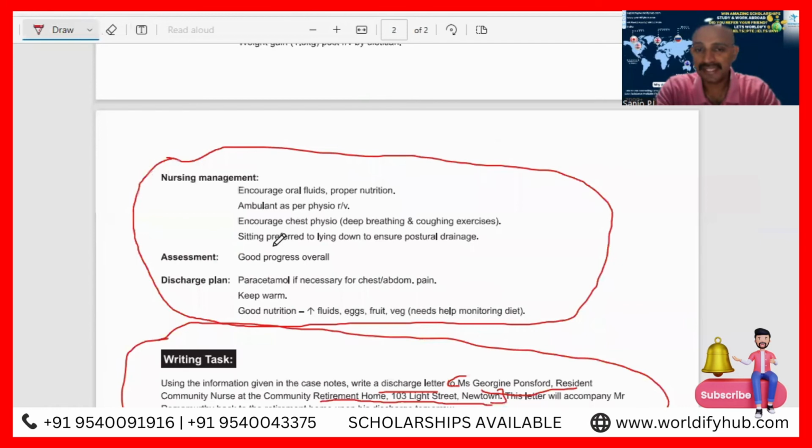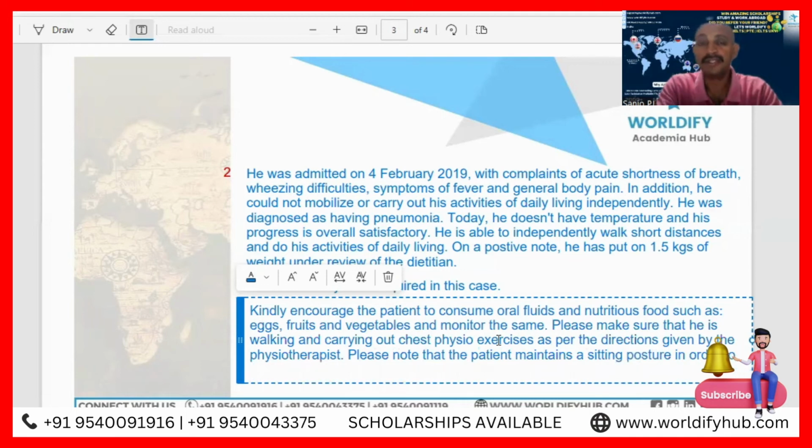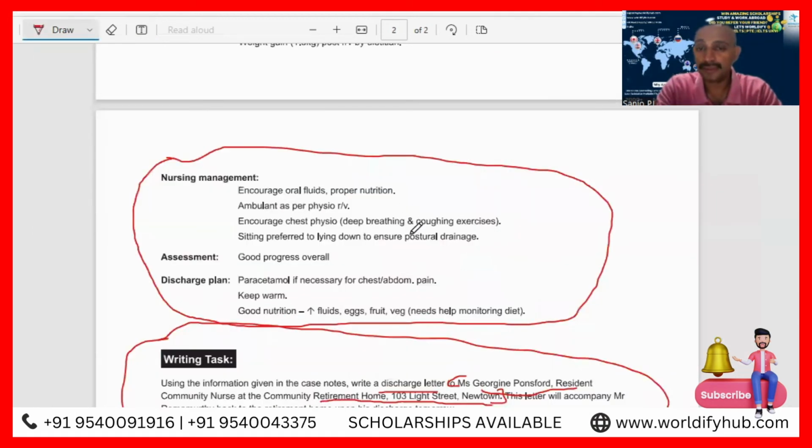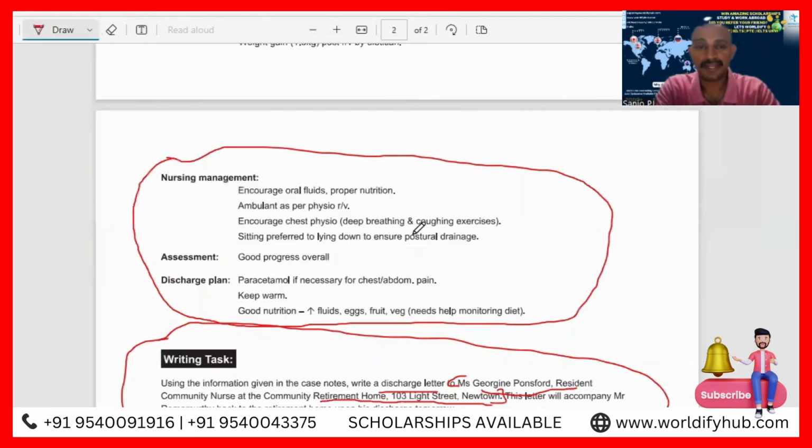Okay, and then about sitting, right? Please note that the patient maintains a sitting posture. Why do they need that? In order to ensure postural drainage, right? In order to ensure postural drainage. Okay. In order to encourage postural drainage.